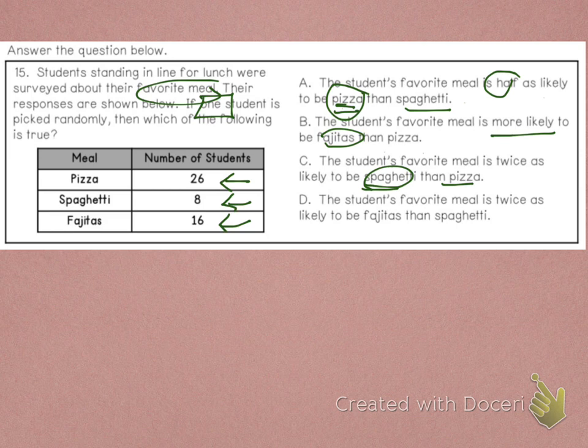And the student's favorite meal is twice as likely to be fajitas than spaghetti. So fajitas is 16 and spaghetti is 8. Is fajitas twice spaghetti? Is 16 twice 8? Yeah, because 8 times 2 is 16, so 16 is twice 8. So your answer is D.